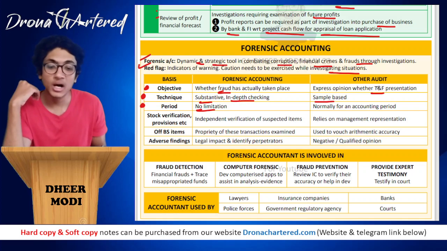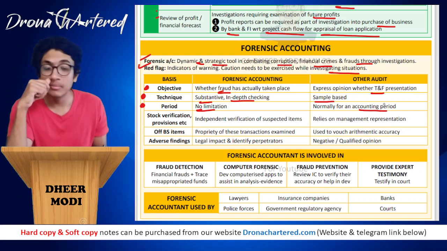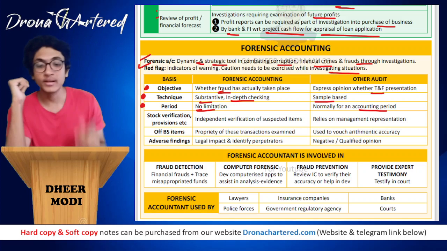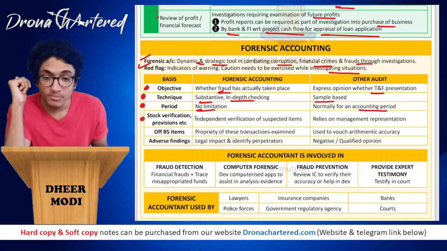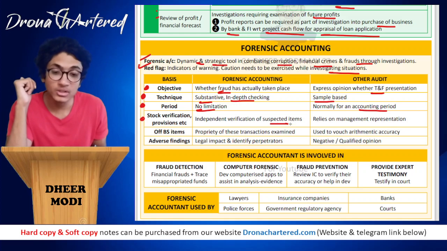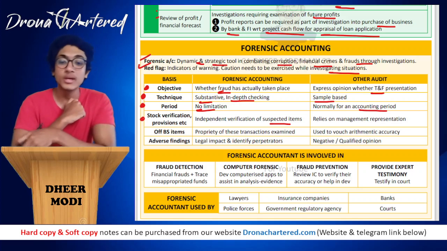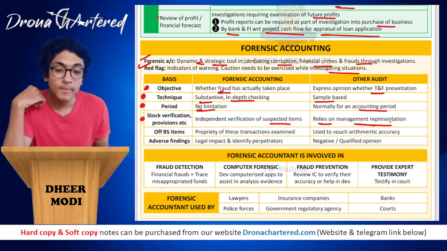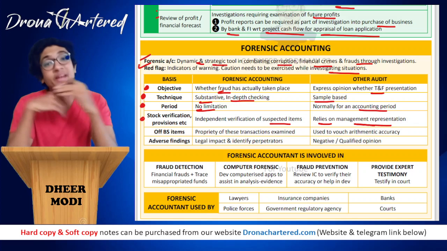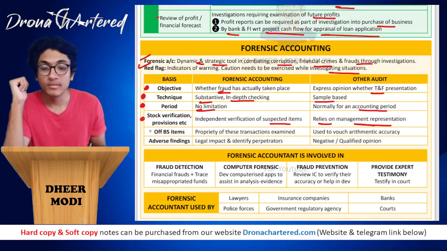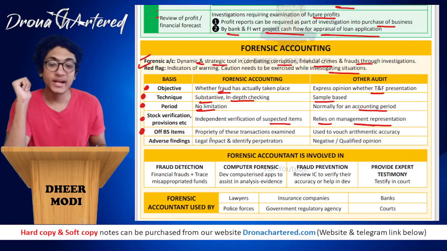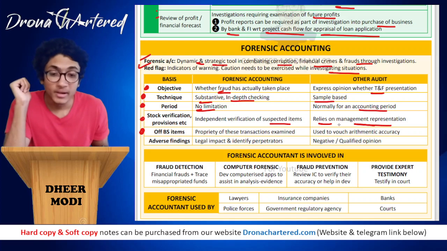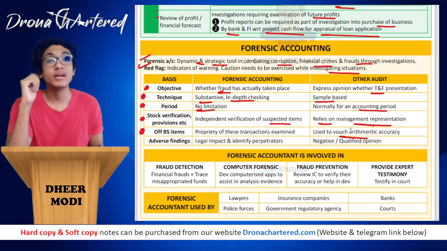Next is your period. There is no limitation. However, your other audit may usually be for an accounting period, that means from year ending, say for example, 22 to 23 or 23 to 24. Stock verification, provisions, etc. So independent verification of suspected items. Under forensic accounting, you independently verify these. However, under other audit, you rely on the management representation. That means whatever figure the management has given, you rely on those figures for stocks. Next is your off-balance sheet items. Propriety of these transactions are examined, while over here it is used to vouch arithmetical accuracy.